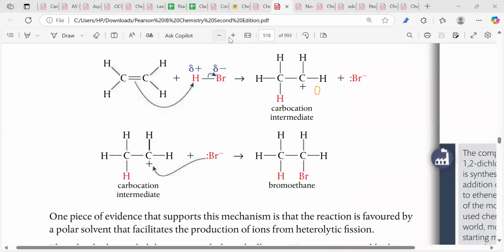Fine. So what happens next? The Br minus, this Br with its lone pairs, will be coming and attacking over here, and we are getting a dibromo product, right? Now there's a question in your board exams: suppose you're adding HBr to an alkene. Now to this mixture, I'm adding a little bit of salt solution, NaCl.